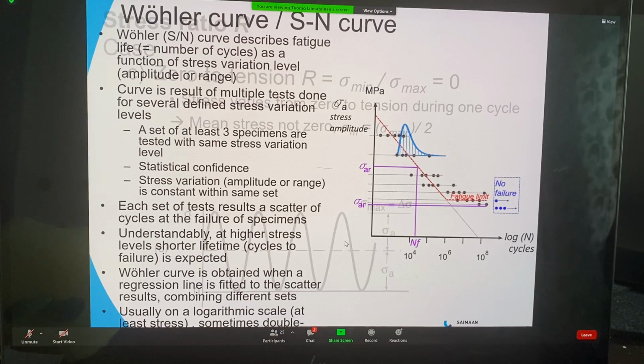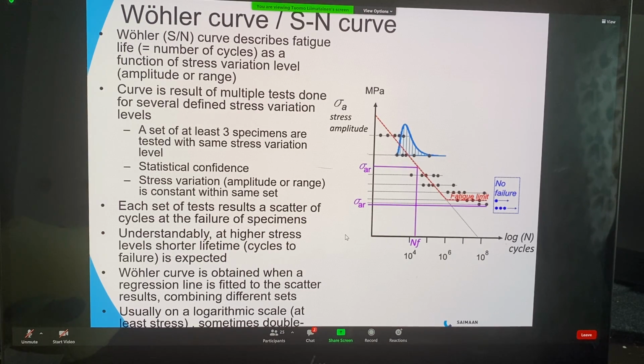Maybe some of you have been bending a steel wire or a bottle cap with your hands, and when you bend it multiple times, you will eventually break it. And the number of bends that is required to cut the wire or cut the cap of the bottle, that is the number to failure.